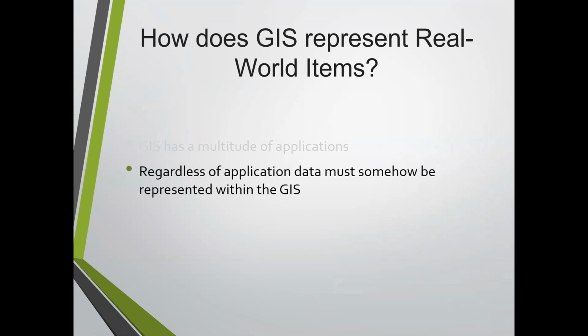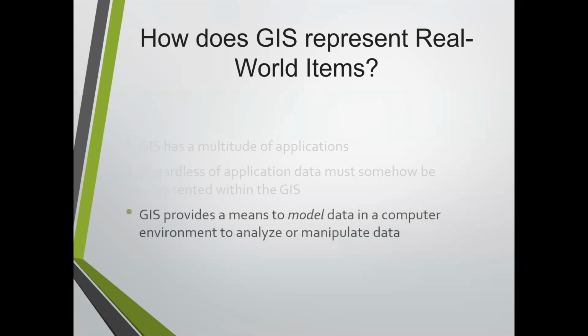Regardless of what application you're using, whether it's agriculture or forestry or any of the things that we're talking about here, the data has to somehow be represented within the GIS. So we have to get it from whatever we're mapping into what we're doing in the GIS. What we have to do is create what's called a data model. You do this in the computer environment to be able to analyze and manipulate data.